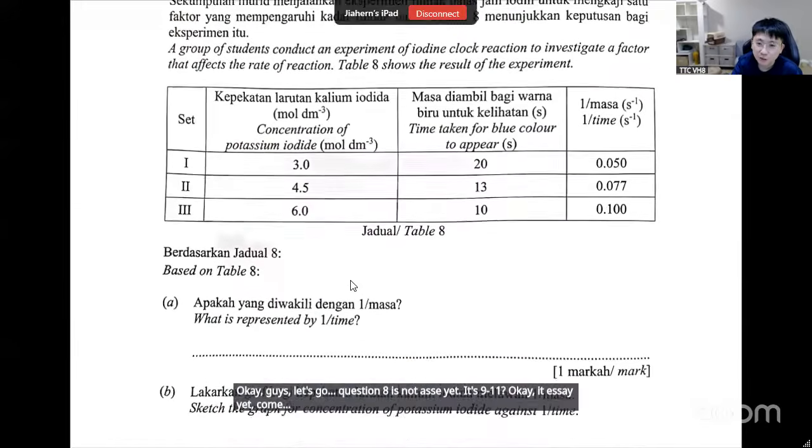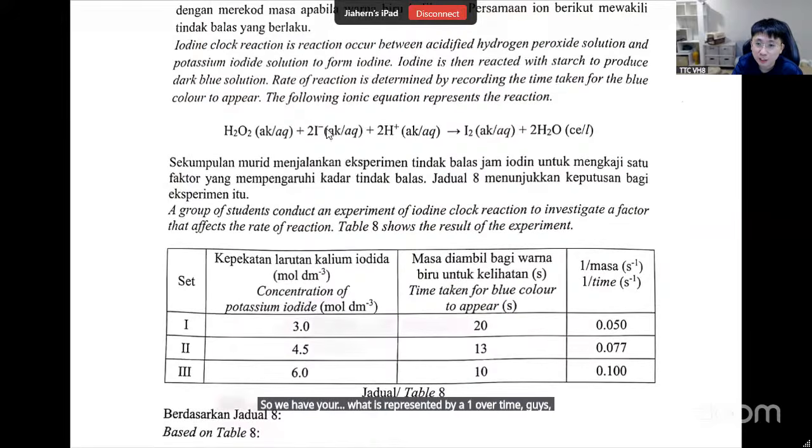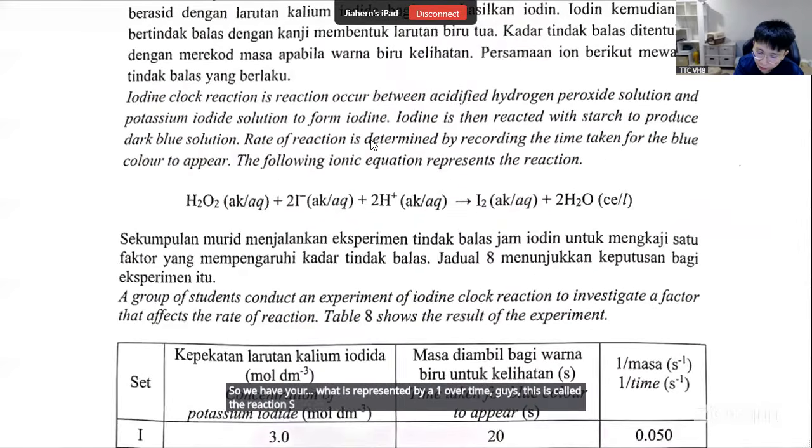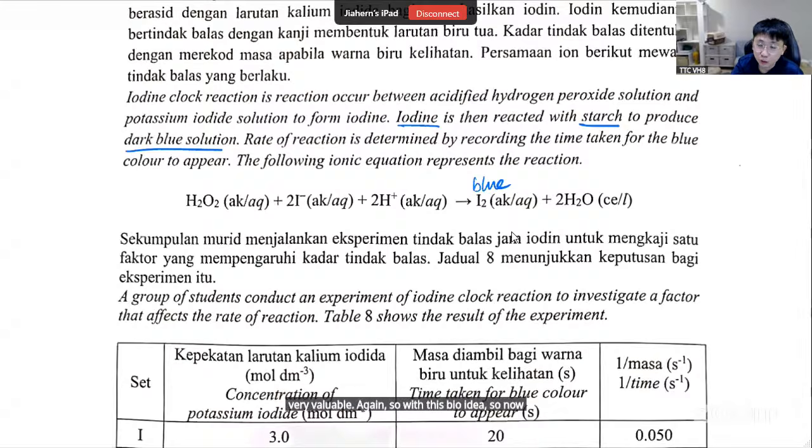So we have, what is represented by 1/time? Guys, this is the rate of reaction determined by recording the time taken for the blue color to appear. So what is the blue color? It is the product, iodine and water. I think the blue color is this one, because it is tested with what? Iodine reacts with starch to produce a dark blue solution. Very bio.